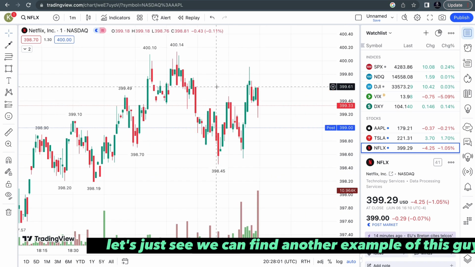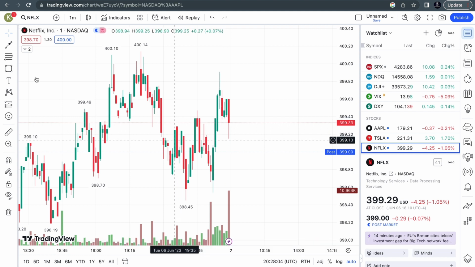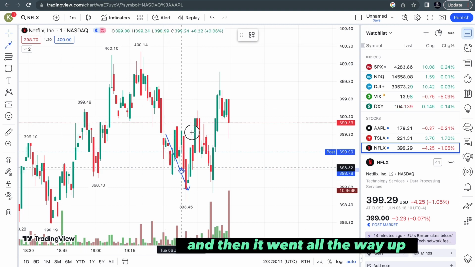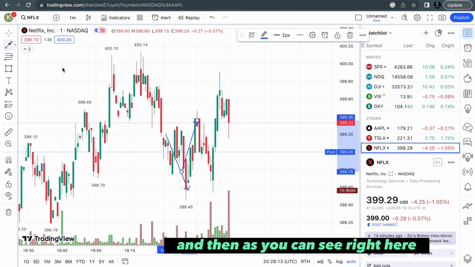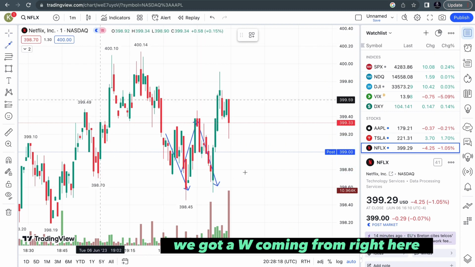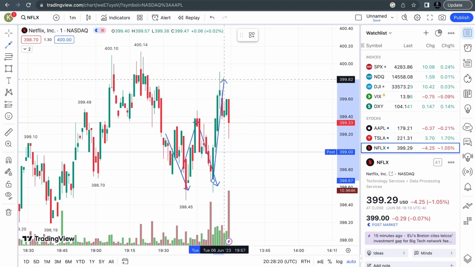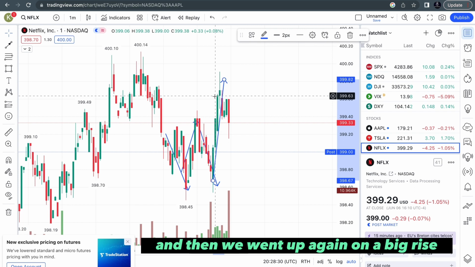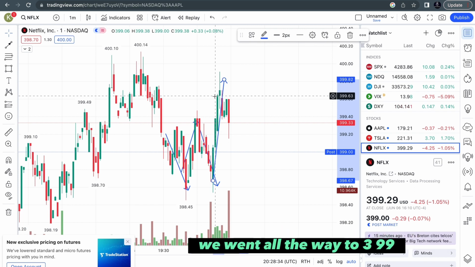Let's just see if we can find another example of this, guys. Boom, here's a small mini M, and then it went all the way up. And then as you can see right here, we have a little W. We got a W coming from right here. It went up, it went back down, and then we went up again on a big rise, and we got all the way up here, guys. We went all the way to 399.